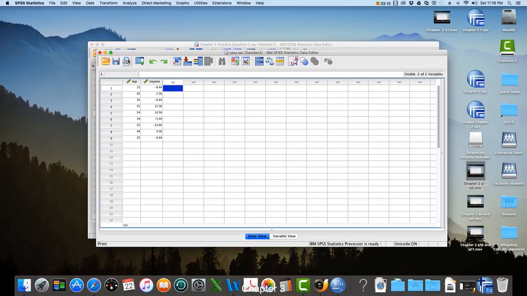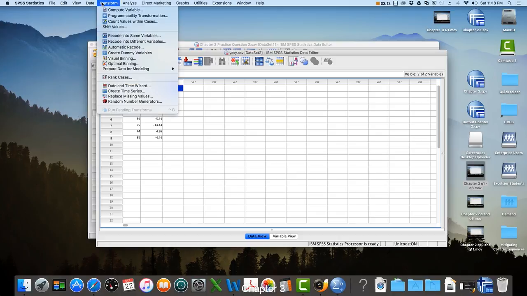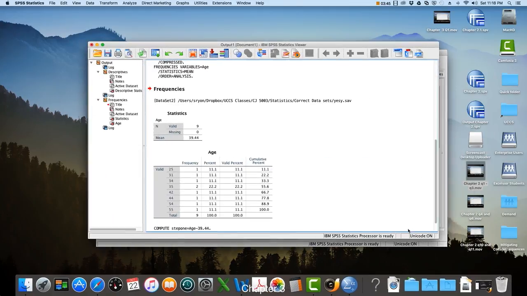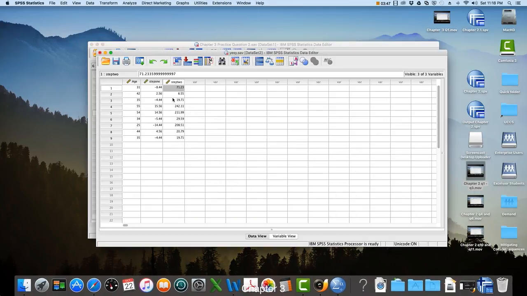So our next step is going to be compute another variable. Let's not give it a name yet. And it is going to be step 1 times step 1, because that is essentially how we square a variable. So let's say this is step 2. Hit OK. It's going to create a new variable for you called step 2. Minimize that. And this is what you have.